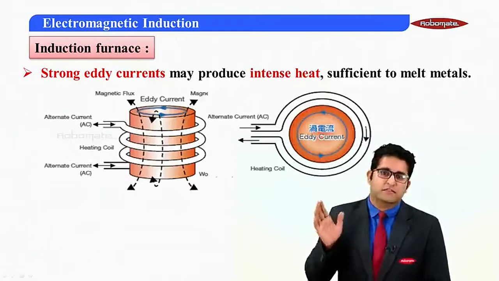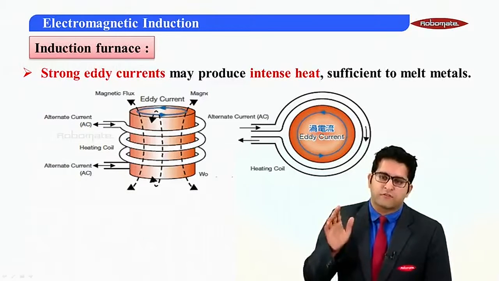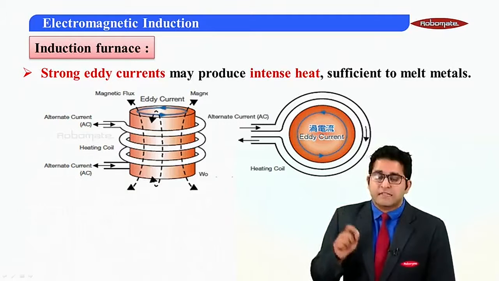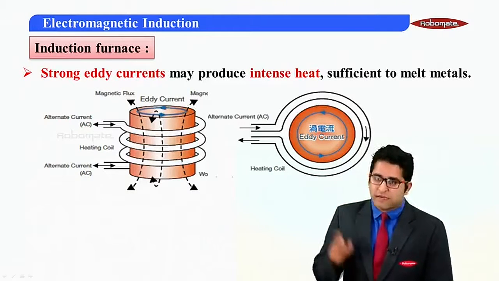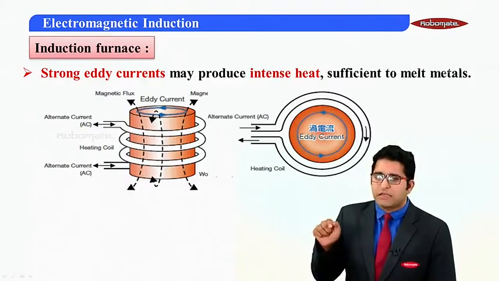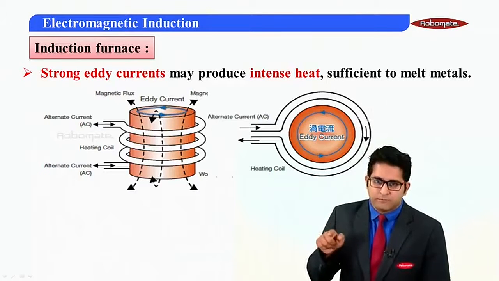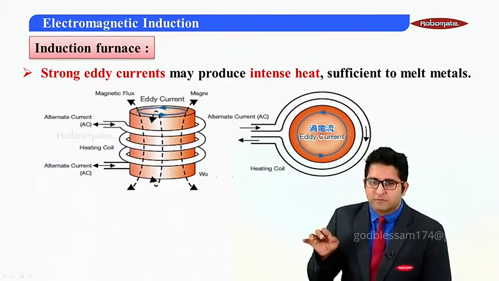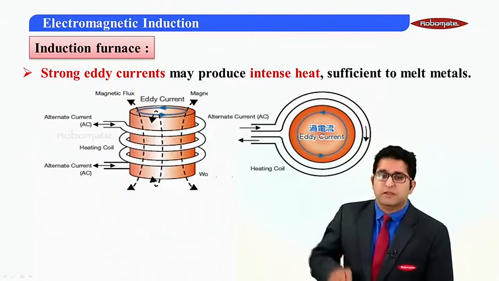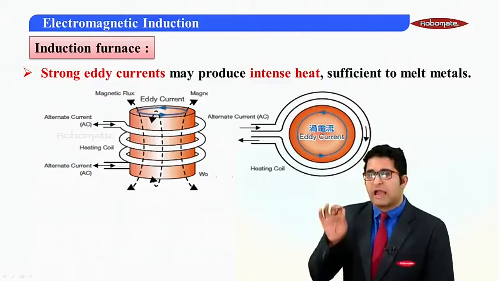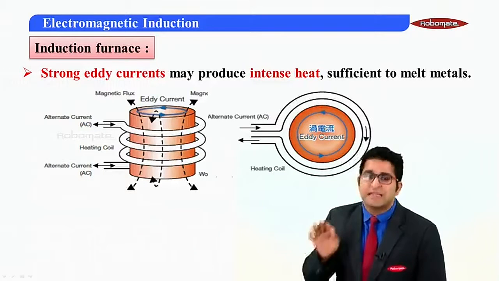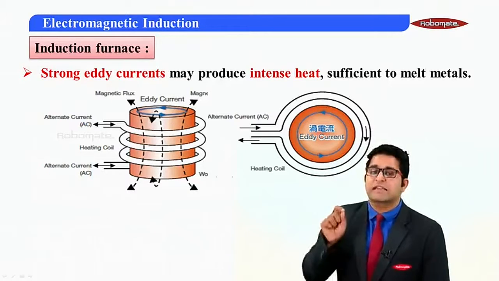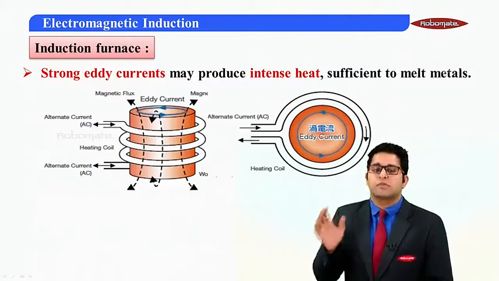This is the first diagram, and this is the top view of that particular furnace. Now over here you can see eddy currents are set up in this particular furnace, right? There's a coil and there's an alternating current which is passed through that particular coil, right? And as alternating current is passed, the magnetic flux which will be produced in this particular case will change, and as magnetic flux is changing, eddy currents will get induced, and these eddy currents which are getting induced will produce a large amount of heat.